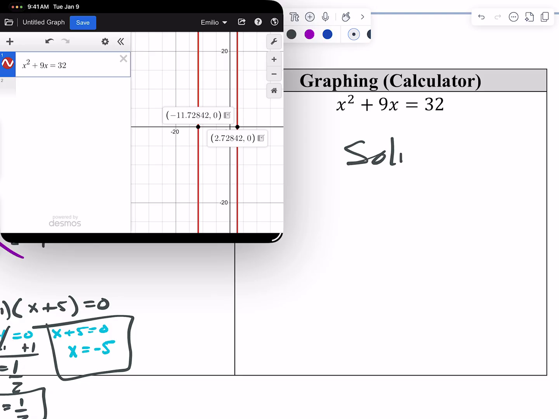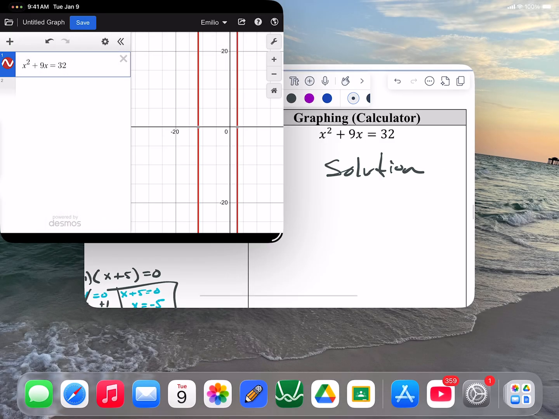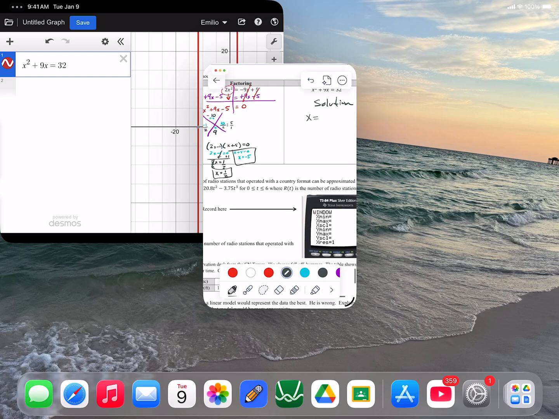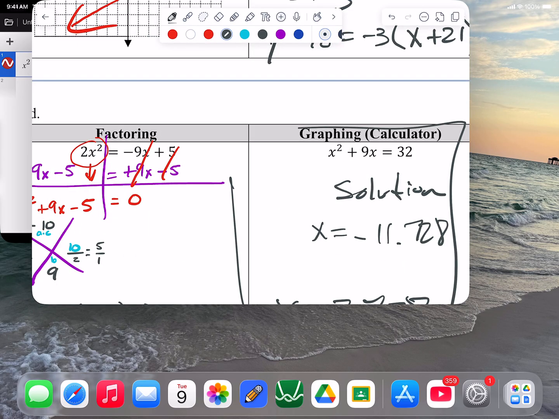So your solutions are x equals negative 11.728, and then x equals 2.728. And there you go. Those are your solutions. Boom, done. Easy. Move on.